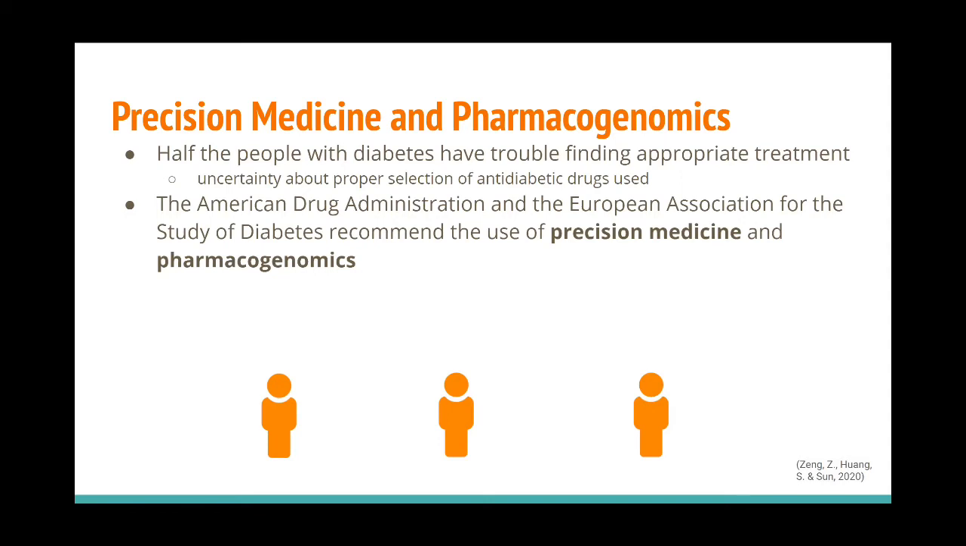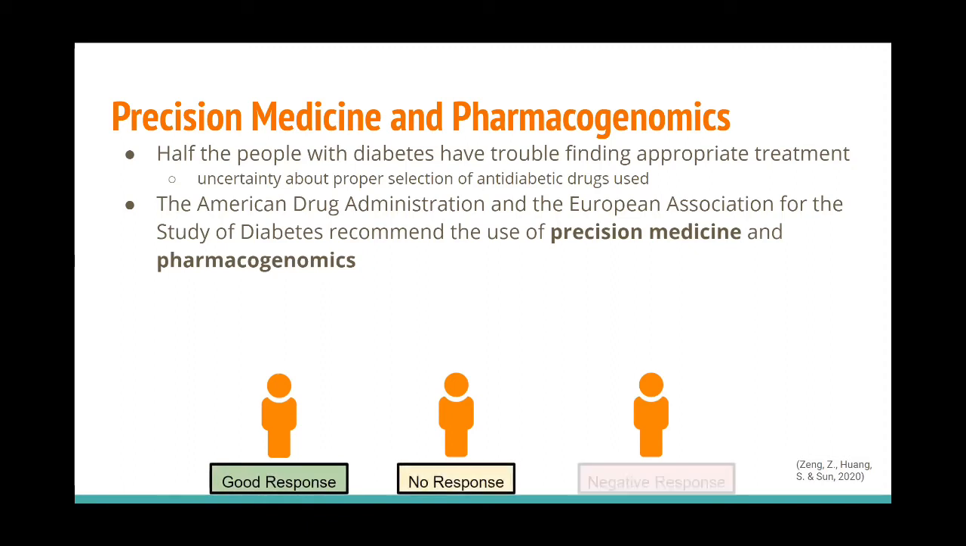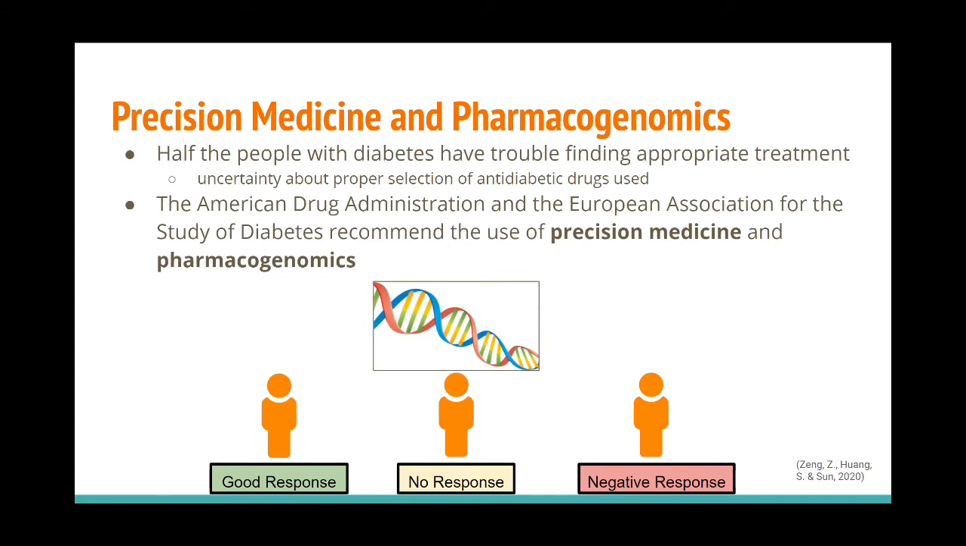So, for example, if you had 3 patients who were all given the same medication, one could have a good response to the drug, while another may have no response, and a third may have a negative response. And why is this? This is because the three patients have differing genes. The American Drug Administration and the European Association for the Study of Diabetics recommend the use of precision medicine and pharmacogenomics in treatment because the differing genes make patients have different responses to a drug.